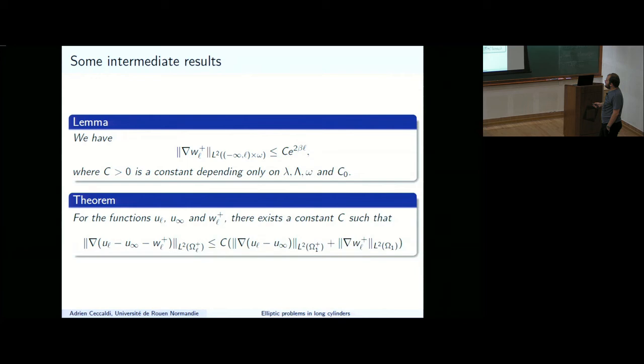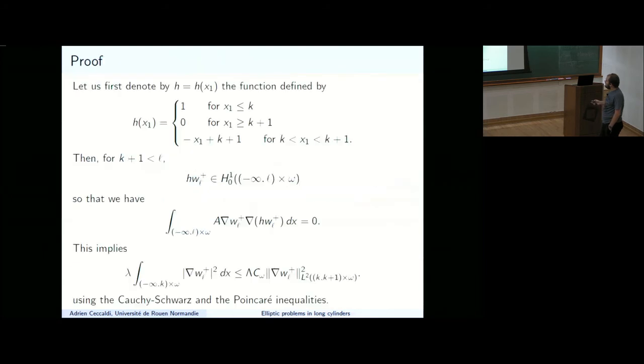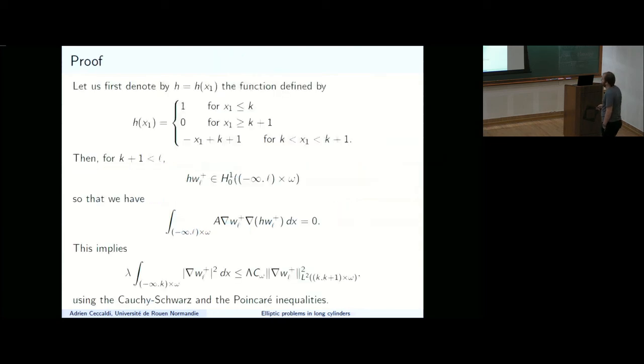Those are some intermediate results with some bounds that we will use. Then this theorem, right? It just says that the gradient of this function is bounded by C n exponential times the gradient of this function, but you find a way to replace the K here by L, right?